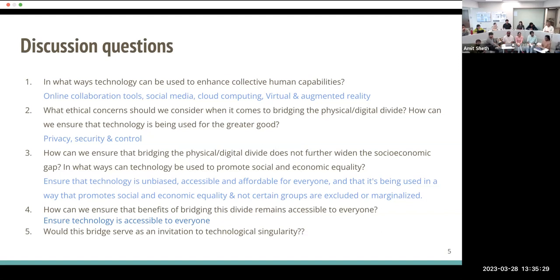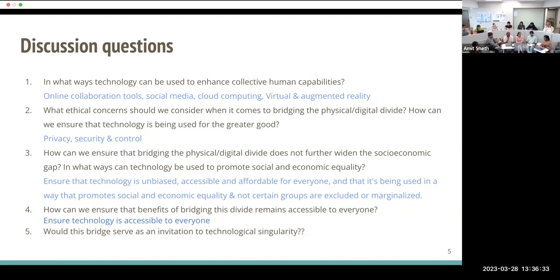I guess the third question I decided on is: how can we ensure that bridging the physical and digital divide does not further widen the socioeconomic gap, and in what ways can technology be used to promote social and economic equality? Earlier, when computing devices came, not many people used them, but today almost everyone has a mobile phone in their hand. Technology is now everywhere, and we don't realize we are living with it. But there can be certain groups of people who are excluded or marginalized from this technology. The technology can be somewhat biased, there can be accessibility issues, and for some people the technology may not be affordable.